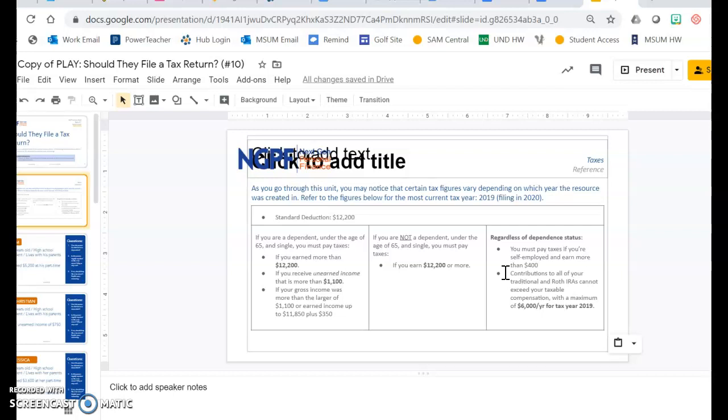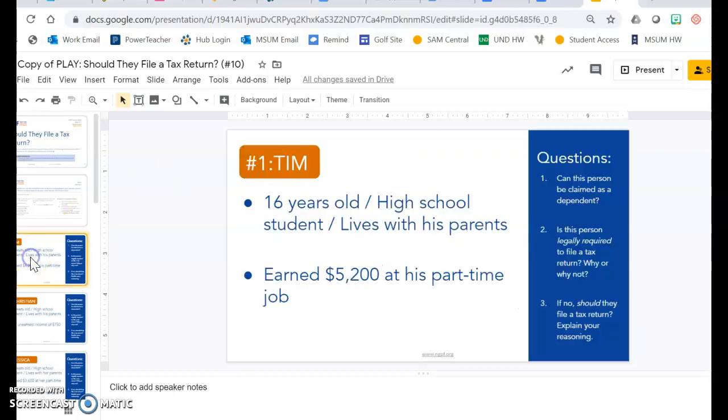So here's the first scenario, and like I said, I'd like to do the first one together just so you understand what it looks like. Here's the first slide. It's for Tim. You're going to have to page back and forth between the slides and your answer sheet. Here it says, Tim is 16 years old, he's a high school student, he lives with his parents, and he earned $5,200 at his part-time job.